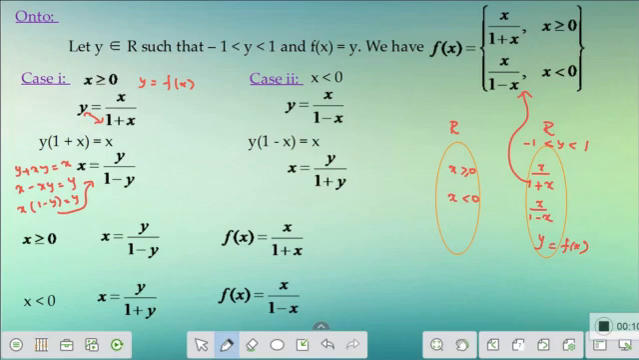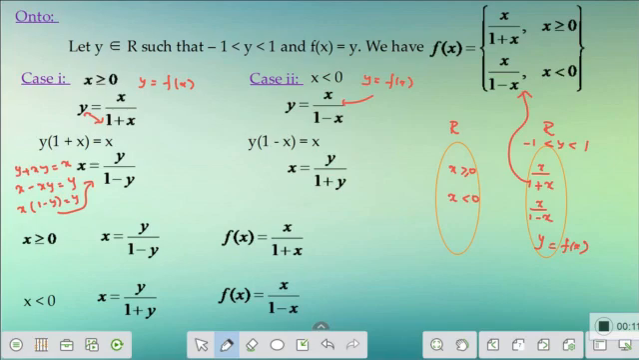Of course, we have the other case here. What happens when x is negative? Now when x is negative, as usual, we'll have y equal to f of x. But f of x takes the value x by 1 minus x. Again, by cross multiplication and then simplification, we can see x equal to y by 1 plus y.